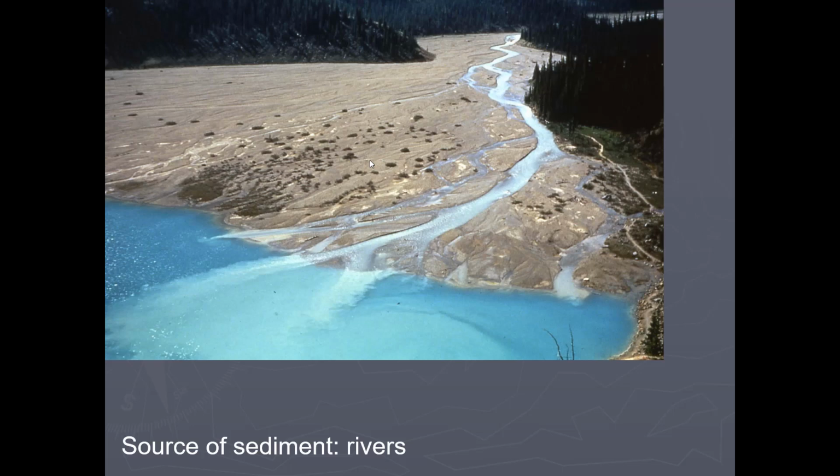One is rivers. Rivers carry sediment. When they reach the coast, they deposit that sediment into the sea, and that sediment gets washed down the sea by waves. You can see in this picture that kind of milky water here. That is all milky because it contains sediment.